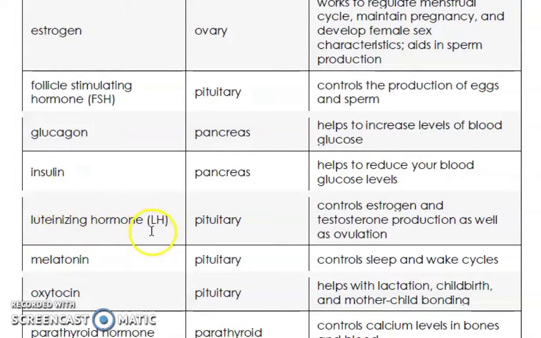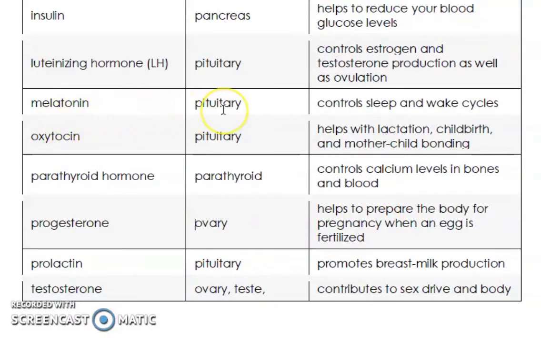Next, luteinizing hormone, or LH, produced in the pituitary gland. So we have seen that it is located in our brain. It controls estrogen and testosterone production as well as ovulation. So LH is responsible for the production of estrogen and testosterone hormone. Melatonin produced in the pituitary gland controls sleep and wake cycles. Oxytocin, produced in the pituitary gland as well, helps with lactation, childbirth, and mother-child bonding. When a mother is struggling in giving birth, oxytocin is administered by the doctor to stimulate childbirth.